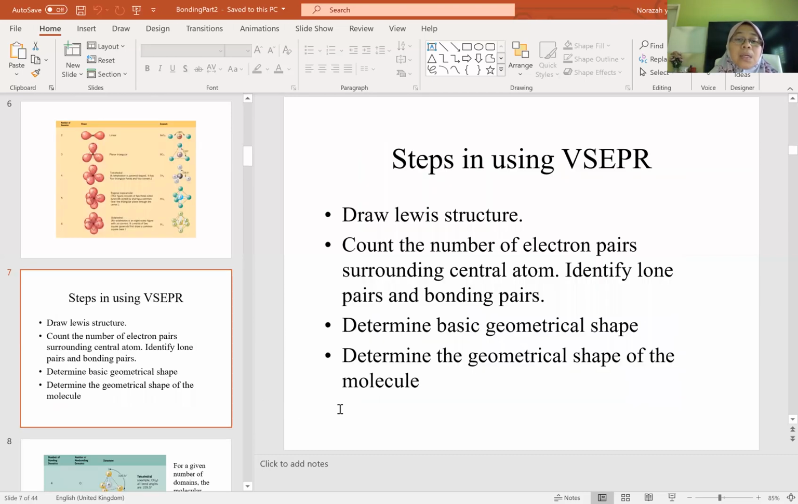So let's use this VSEPR. How to use VSEPR? VSEPR can be used first by drawing a basic Lewis structure. So you cannot avoid incorporating the first topic, bonding part 1, where we discussed how to draw the Lewis structure. First you draw the Lewis structure and count the number of electron pairs surrounding the central atom, identify lone pairs and bonding pairs, and you can determine the basic geometrical shape, which is the electronic structure, the one that I have shown just now.